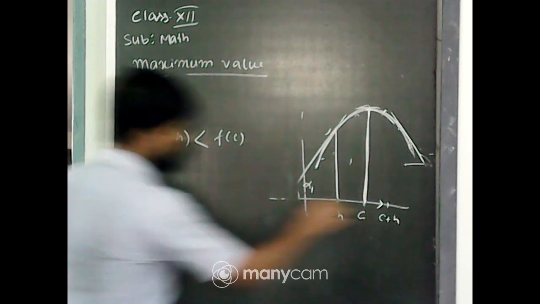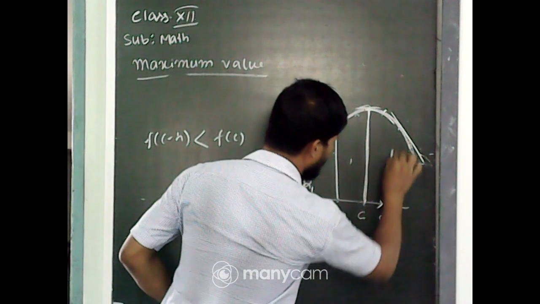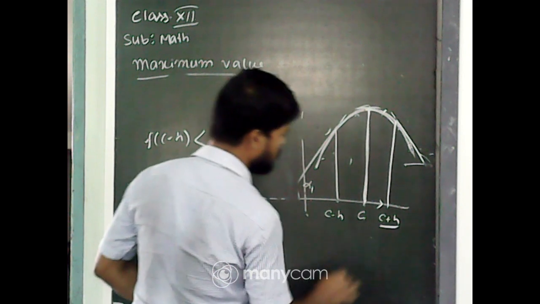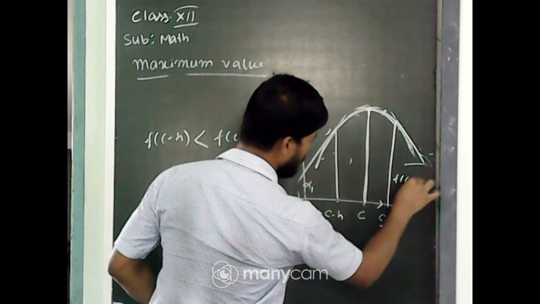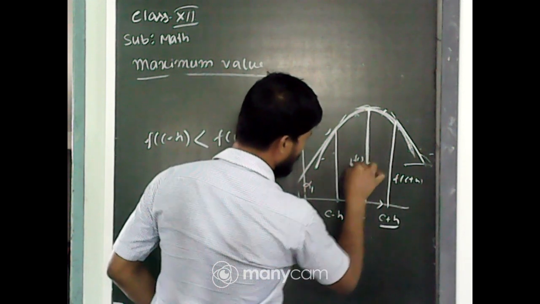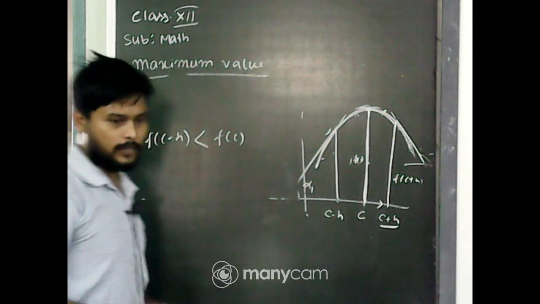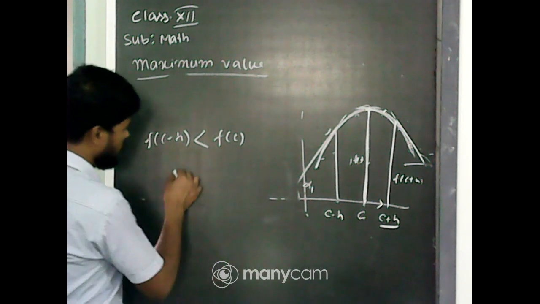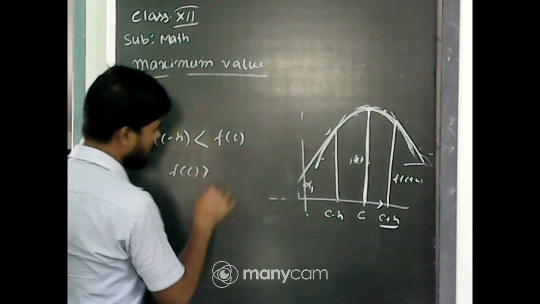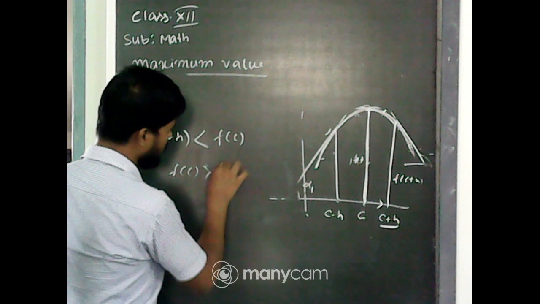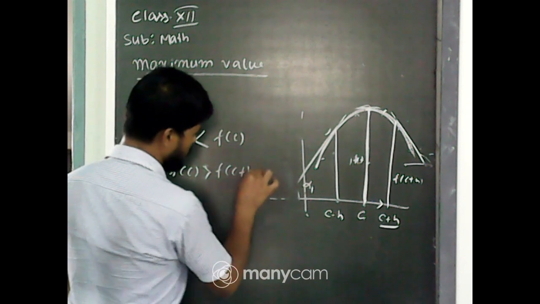Also, if I draw the ordinate at C plus h, this is f of C plus h and this is f of C. Now, which is the greater number between f of C and f of C plus h? From the diagram we can say that f of C is greater than f of C plus h.